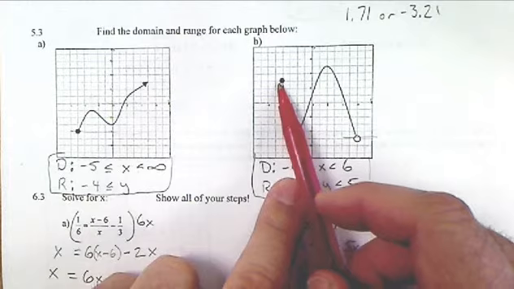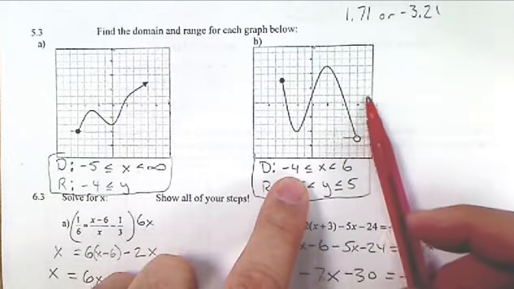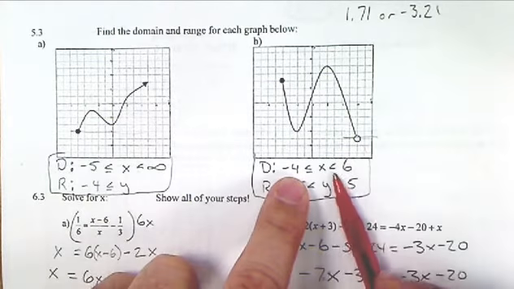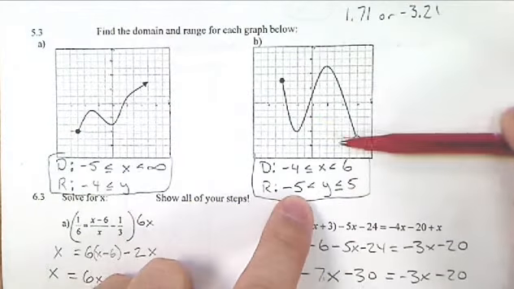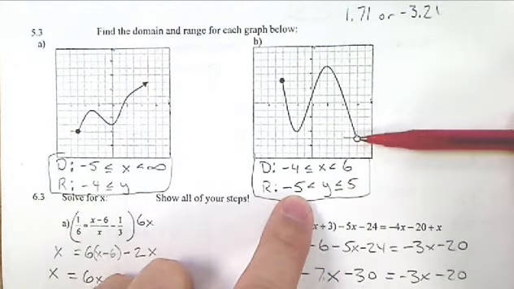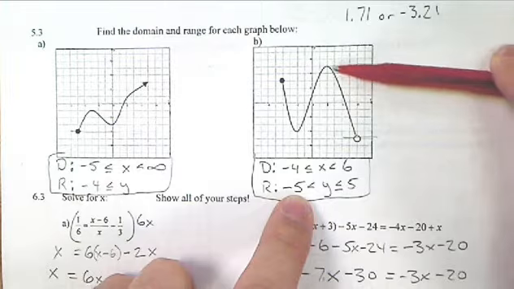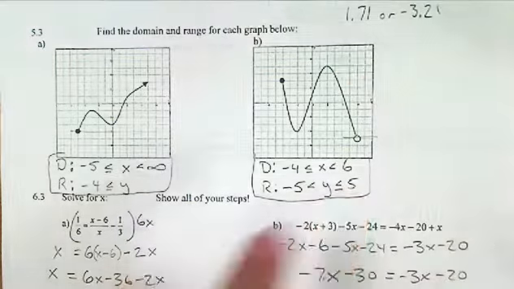Domain, smallest is negative 4. Largest x is 6, but it can't equal 6 because of the open circle. And negative 5 for my range, which is my y values. Then my highest y value I can have is up here at 5.